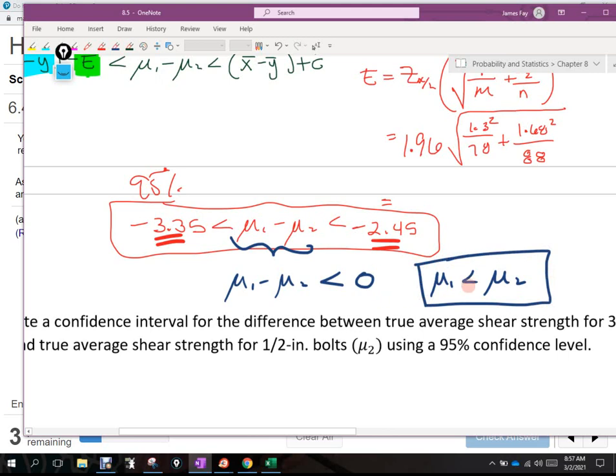And in words, what that tells me is that population 1, its mean, is less than the mean of population 2. Does that make sense to everybody? Which basically tells me there is a difference between the two samples. There is a difference then between the two populations. Is it okay with everybody? All right.